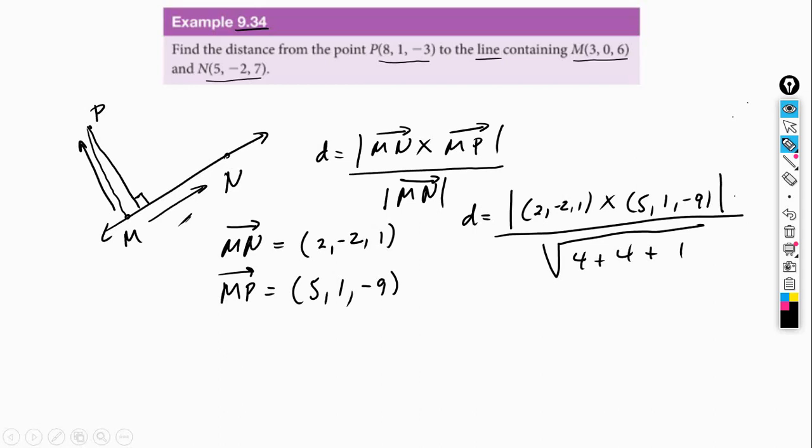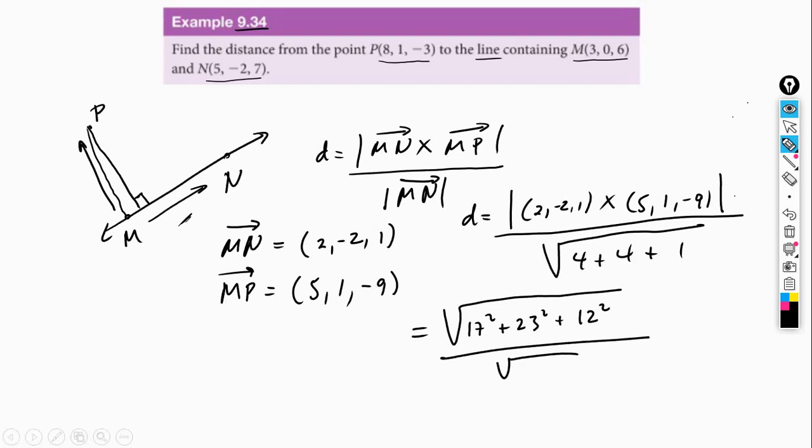So notice that if we do the cross product and then find the magnitude of that, it's going to be the square root of 17 squared plus 23 squared plus 12 squared. And this over the square root of 9. And in the end, we're going to get that the distance is equal to the square root of 962 divided by 3. So that's the distance d between the point P and the line containing points M and N.